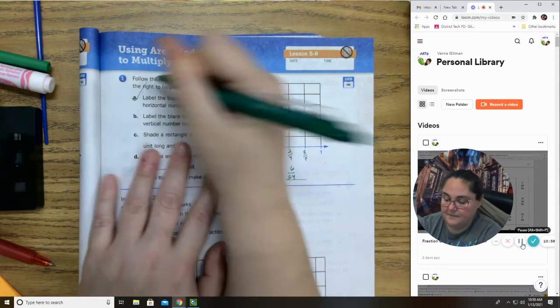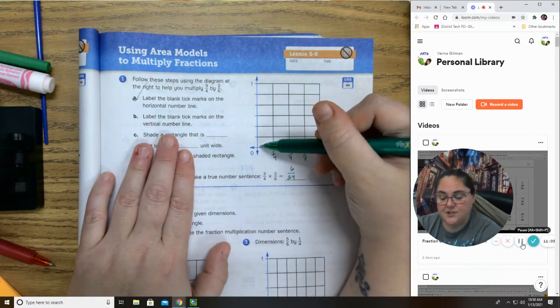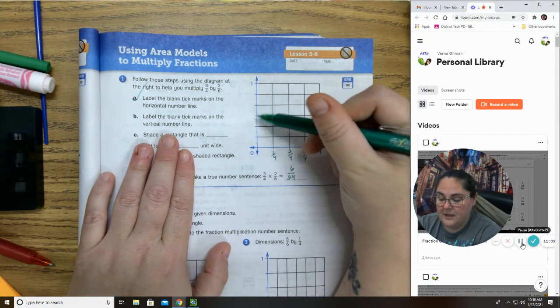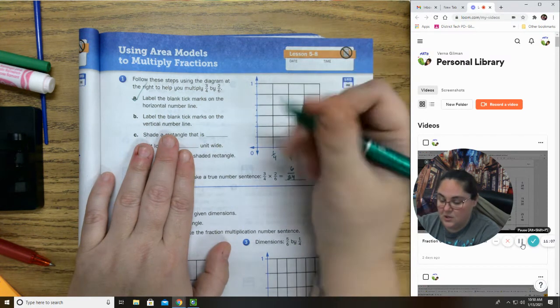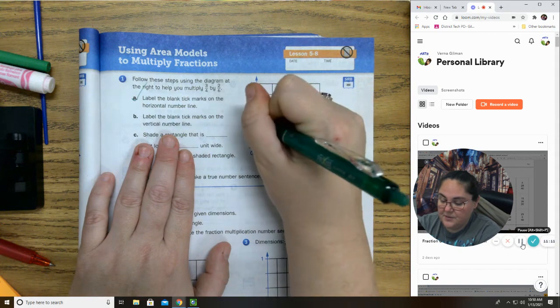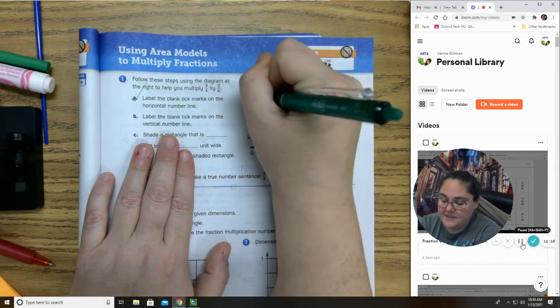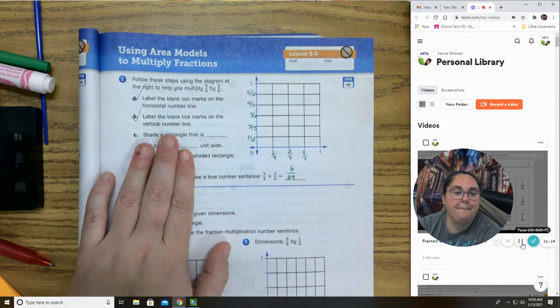Done. Label the blank tick marks on the vertical number line. All right, how many sections do I have? 1, 2, 3, 4, 5, 6. So 1/6, 2/6, 3/6, 4/6, 5/6. Done.